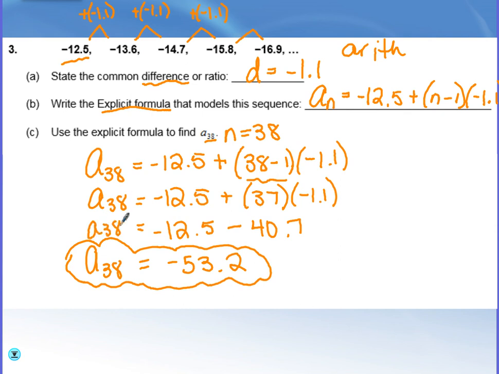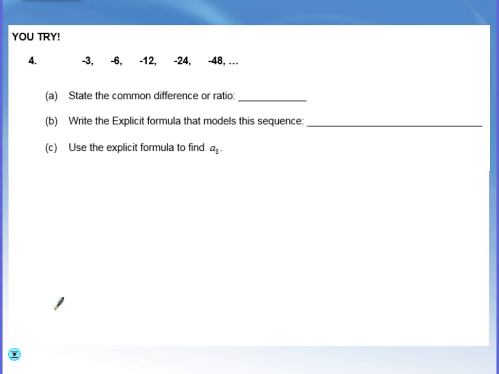So, now that we went through those examples, you are going to try numbers 4 and 5. So please press the pause button. When you press play again, the answers will appear. Please pause.